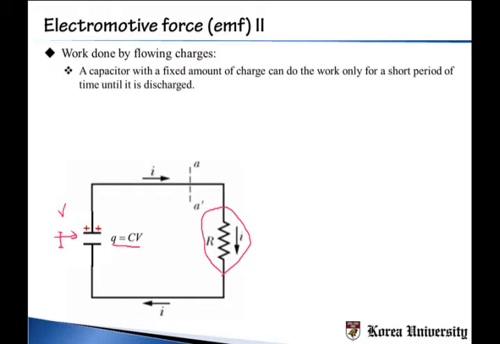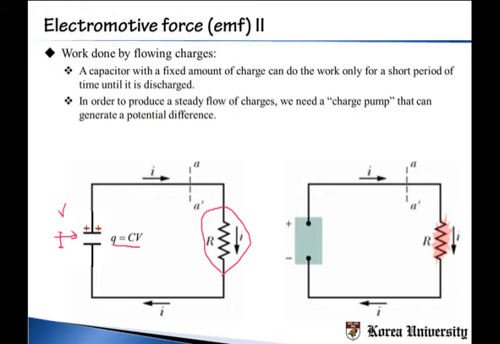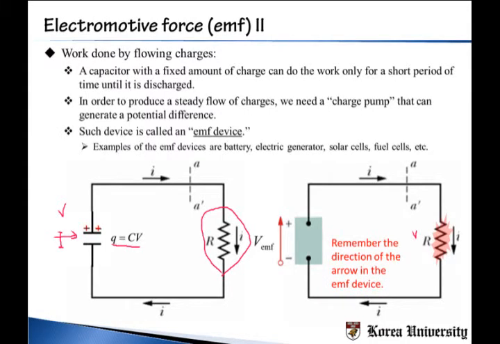Just like the case of having a bucket full of water at a certain height in the previous slide. Okay, and then just like in the previous slide, if you can come up with a certain charge pump that can continuously pump the charges up to a certain potential difference, then we will be able to do continuous work, just like when we had a pump that pumps the water up to the height, right? If you have such a device, then we call it an EMF device, or in long, electromotive force device.